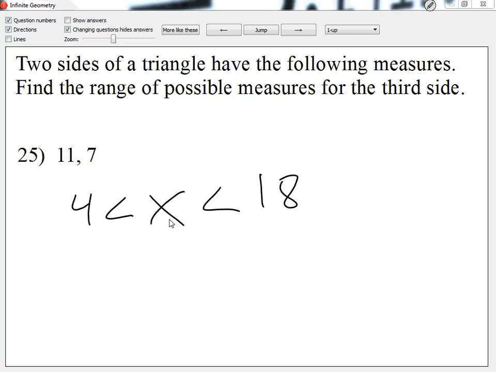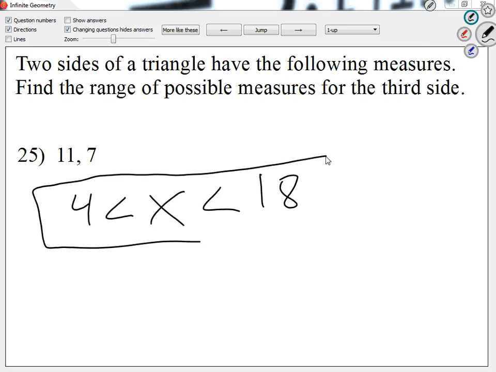So remember, for the small value, we subtracted 11 and 7. For the big value, we added 11 and 7. So x is in between 4 and 18. Any number between 4 and 18 will do it. So if it says find the range, that's what I'm looking for. Any questions? So that's where you put it. The range is basically I'm saying x is between 4 and 18. Any value will do it.